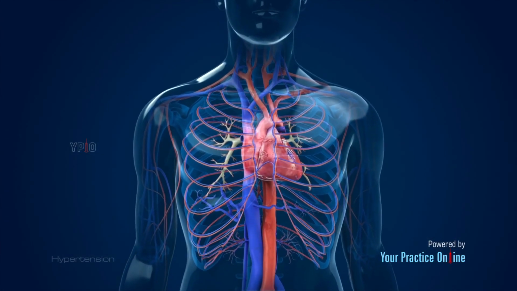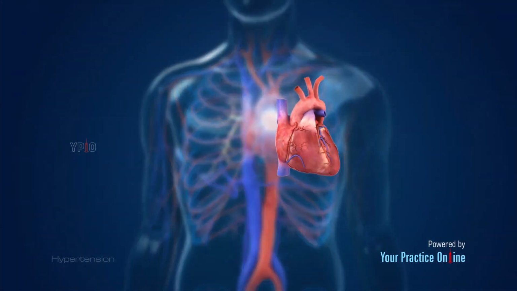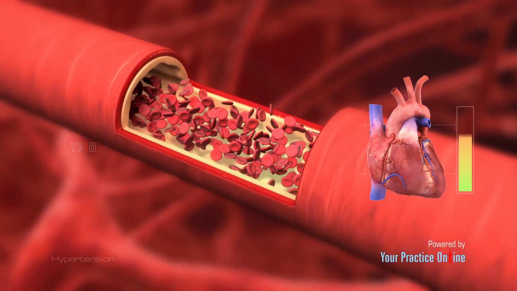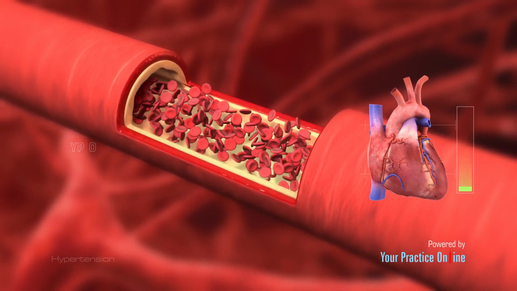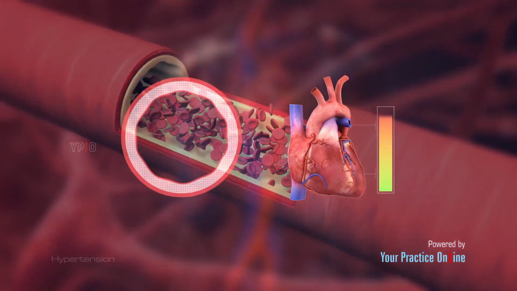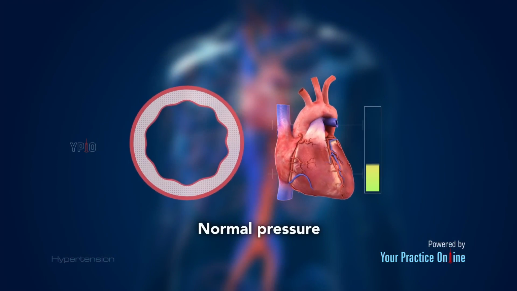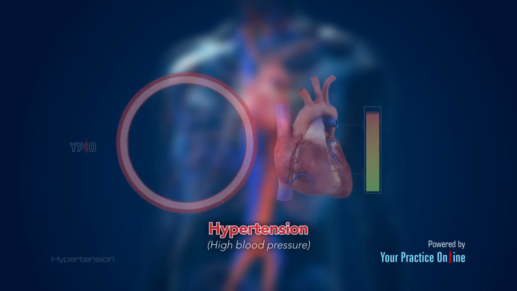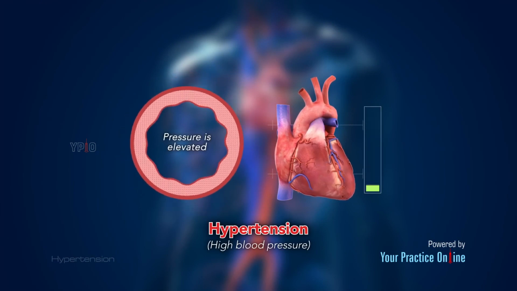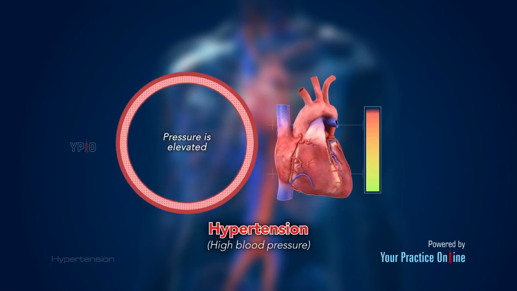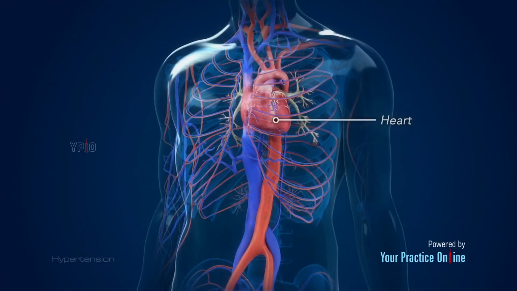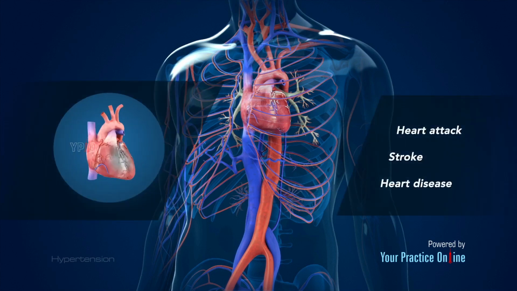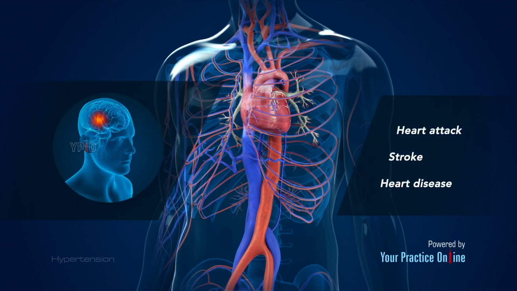Blood exerts a certain amount of pressure on the walls of the arteries as it flows through the body. This is determined by the amount of blood pumped by your heart and the resistance to the flow exhibited by your vessels. Hypertension, or high blood pressure, is a condition in which the long-term pressure within the blood vessels is elevated above the normal range. Over time, hypertension can damage your heart, blood vessels, and the organs they supply, and lead to heart attack, stroke, and heart disease.